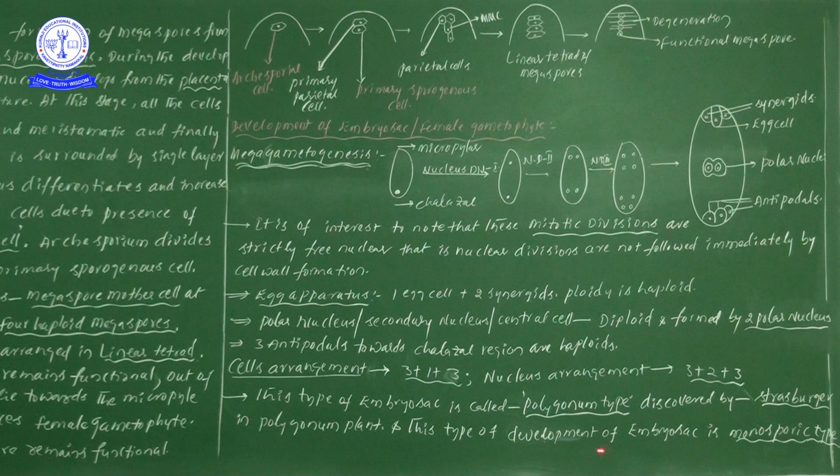Next, this type of development of embryo sac is called monosporic type. Why monosporic? In the 7-celled, 8-nucleate condition, the entire embryo sac develops from only a single functional megaspore. Monosporic means only one functional megaspore is involved in the development of the complete embryo sac. That's why we call this monosporic development.